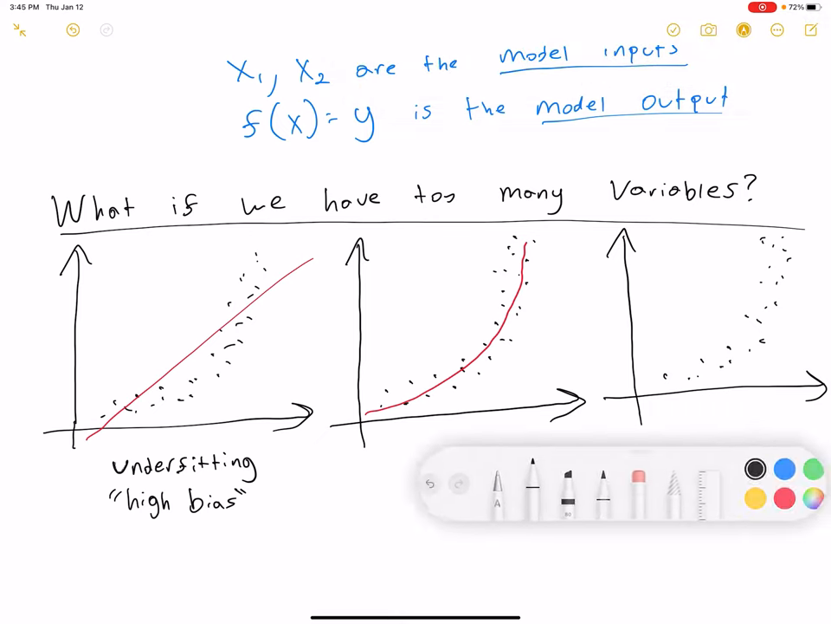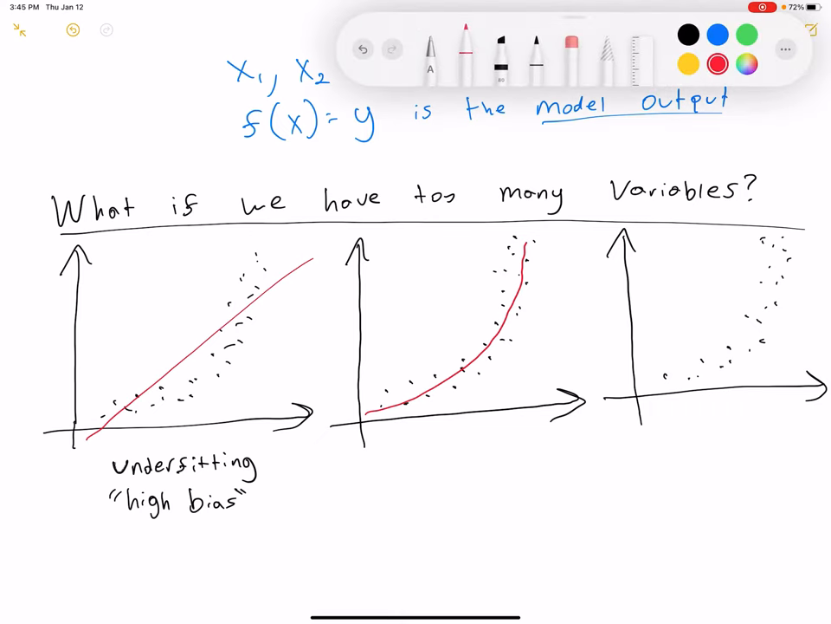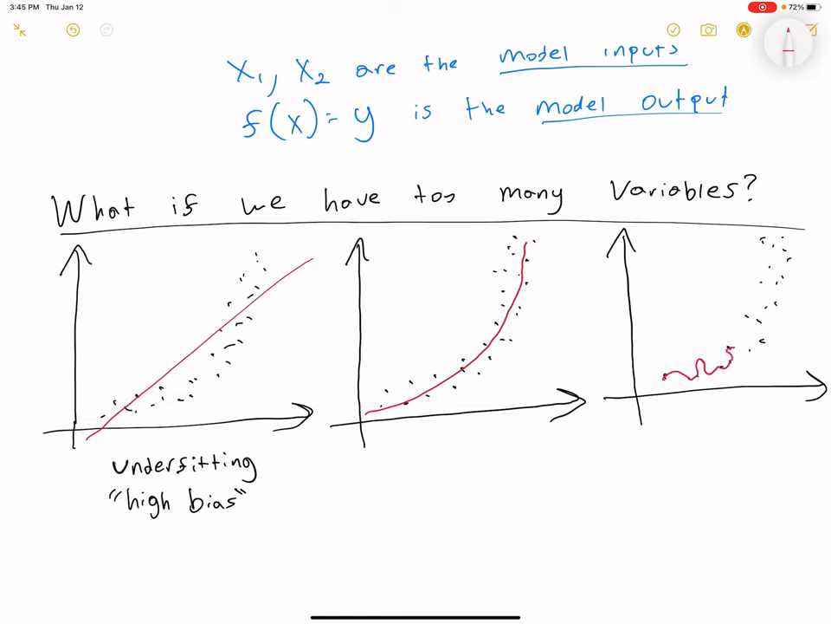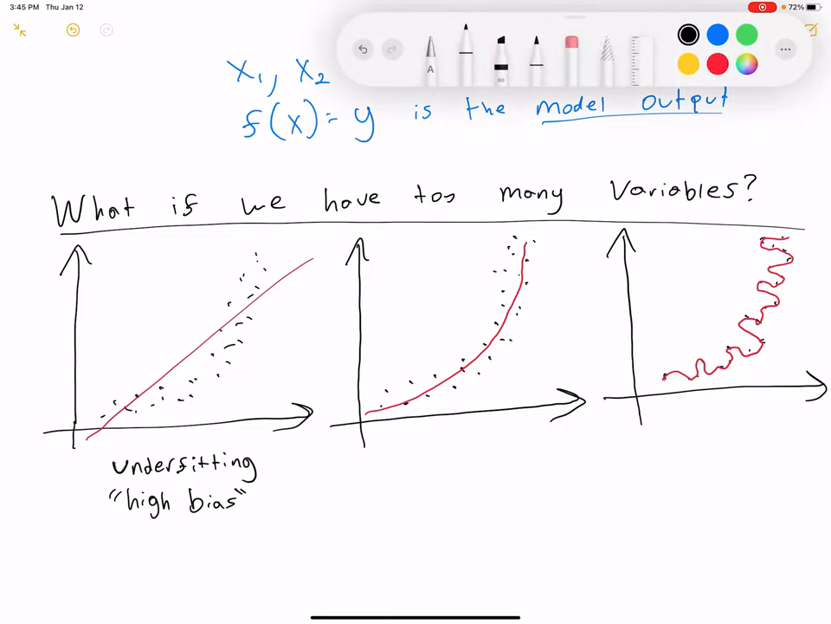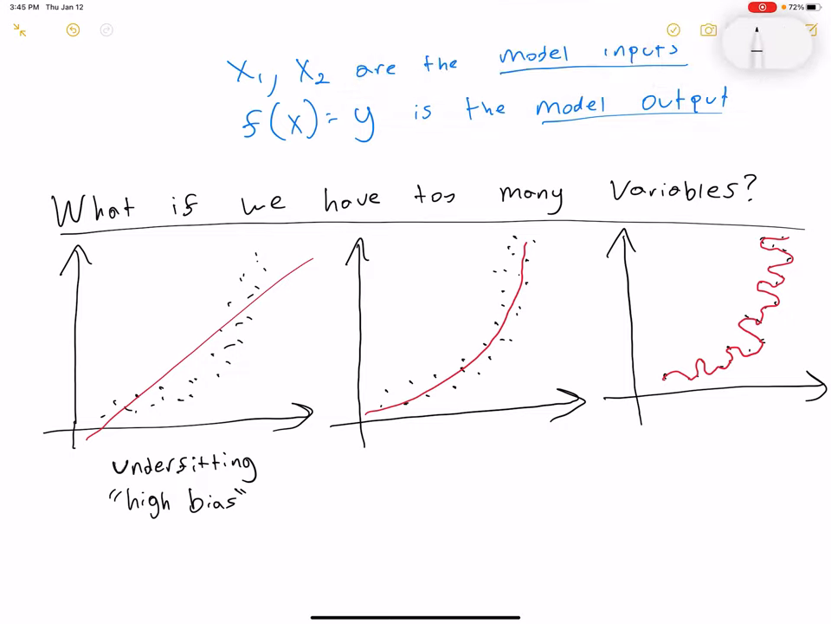On the other extreme, you can have a model that learns like this. It hits exactly every data point, exactly. This, by contrast, is called overfitting. In statistics, people like to call this high variance.